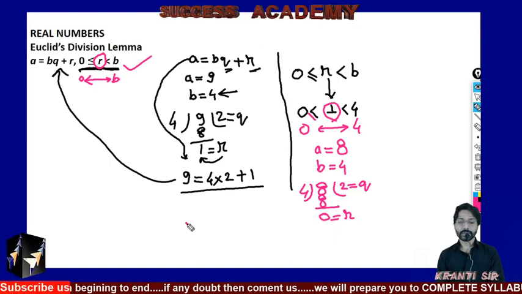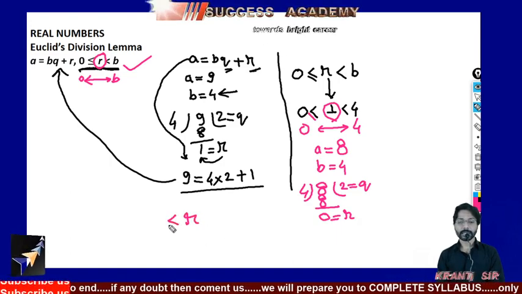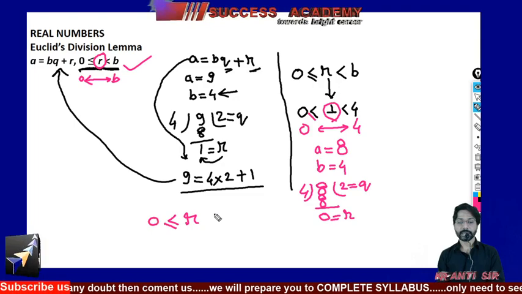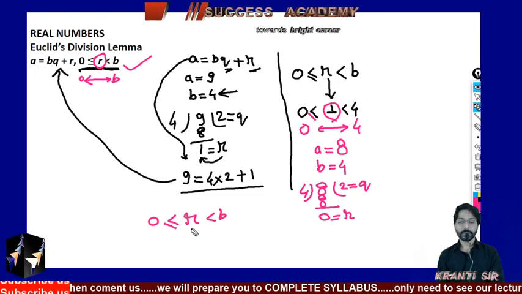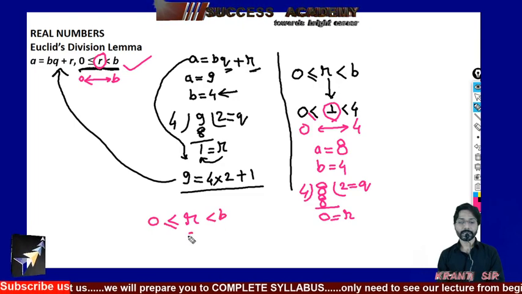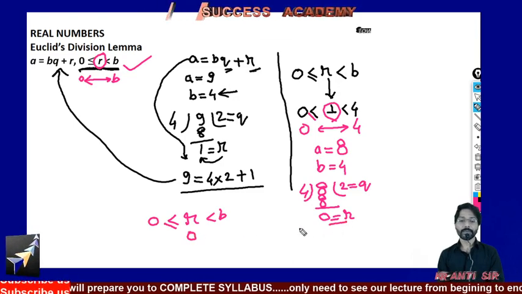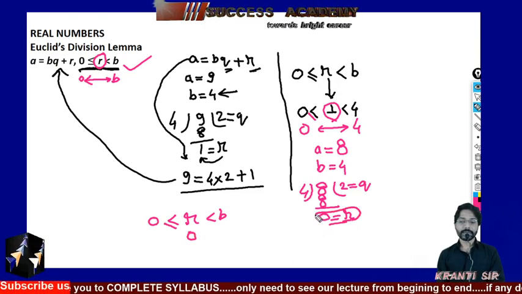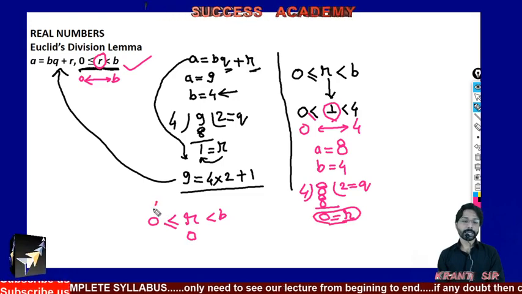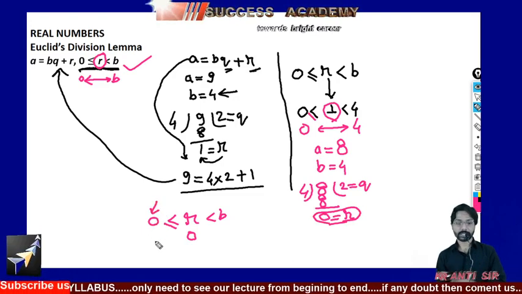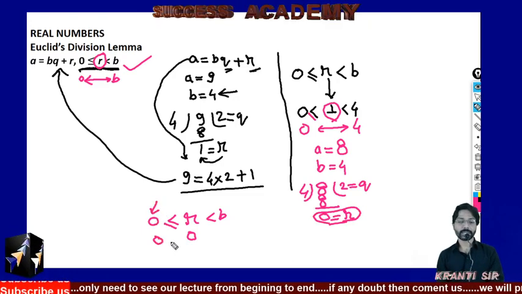This r is what? R. Then here is 0, and here it should be what? B. Now in place of r, you can write down 0, because you are getting what? 0. Now tell me, this 0 is equal to this 0 or not? Yes, this is equal. That's why you can write down this equal to sign.